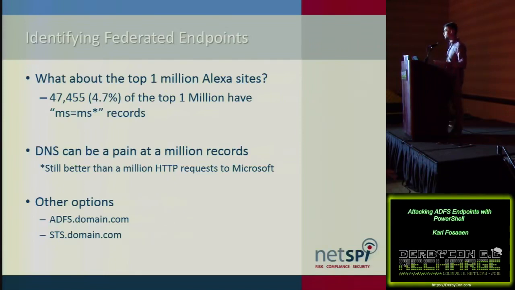DNS is kind of a pain doing a 1 million record lookup. It's better than sending 1 million web requests out to Microsoft. So yes, you're welcome, Microsoft. I didn't want to get in trouble with them for sending a whole bunch of requests to see who's federated and who's not. Other options, if you're going against domain.com, chances are their IDP is probably adfs.domain.com or sts.domain.com. Most of the implementations we've seen, that's what's coming back.